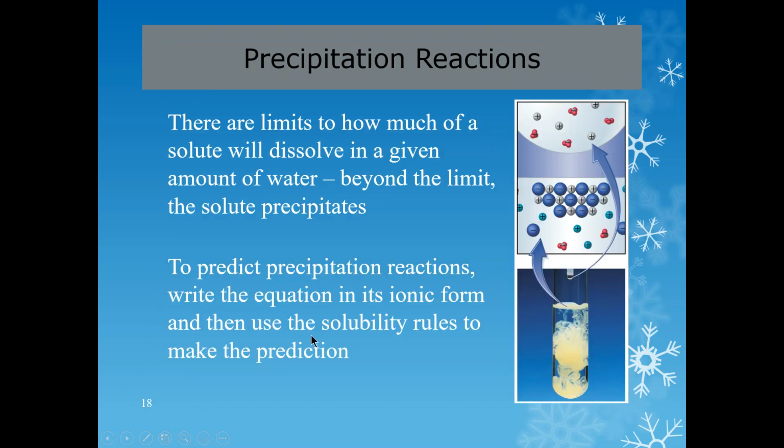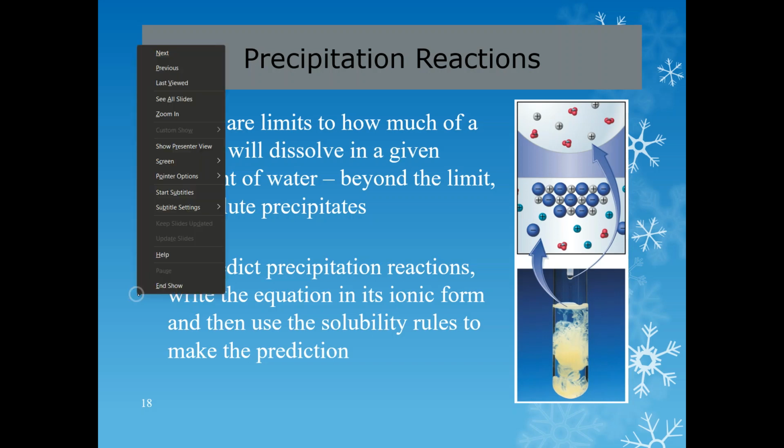Okay, the last set of reactions I want to talk about are precipitation reactions. And these are reactions where you have two clear solutions containing ionic compounds, and then when you mix them together, it forms spontaneously a solid. And I think the example that is shown here is the reaction between lead 2 nitrate.